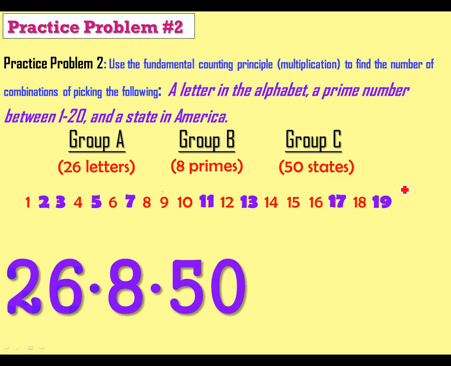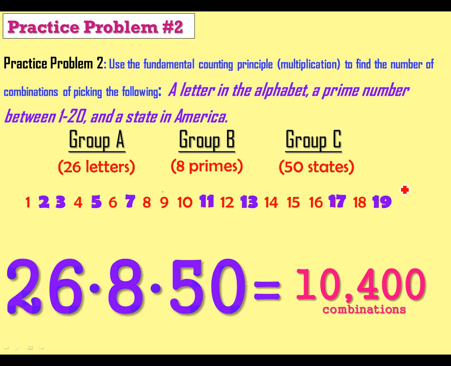Okay, now this, if you were to make a tree diagram of this would be insane. It would be huge. You'd need a big piece of butcher paper to figure out all the combinations. So not realistic for a tree diagram. More realistic for using the counting principle, which is just straight up multiplication. And there you have it. 10,400 combinations of picking a letter, a prime between 1 and 20, and a state in our country.